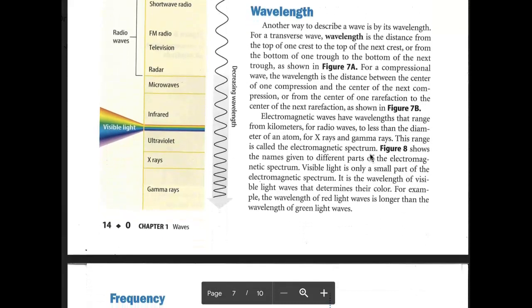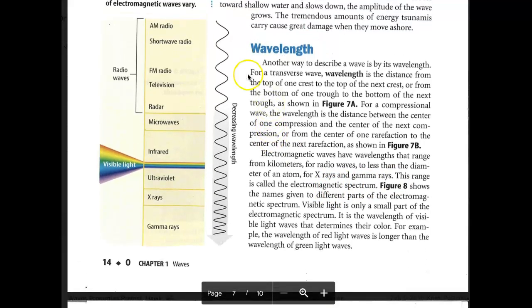Electromagnetic waves have wavelengths that range from kilometers for radio waves to less than the diameter of an atom for X-rays and gamma rays. And we'll get into EM waves in a week or so here too. But this range is called the Electromagnetic Spectrum. And that's what you can see in this little diagram over here. And then it shows the distance of the wavelengths. You can see as it goes down, they start getting closer and closer.